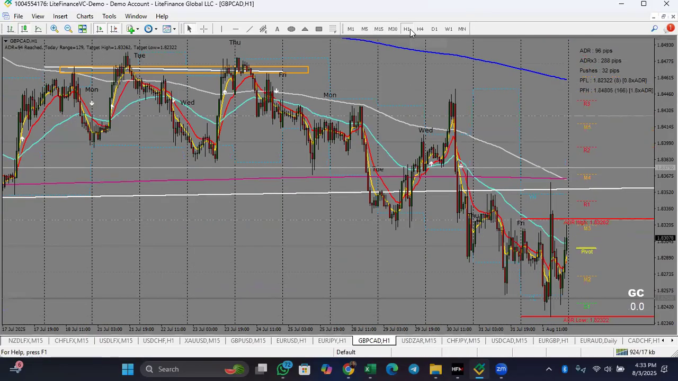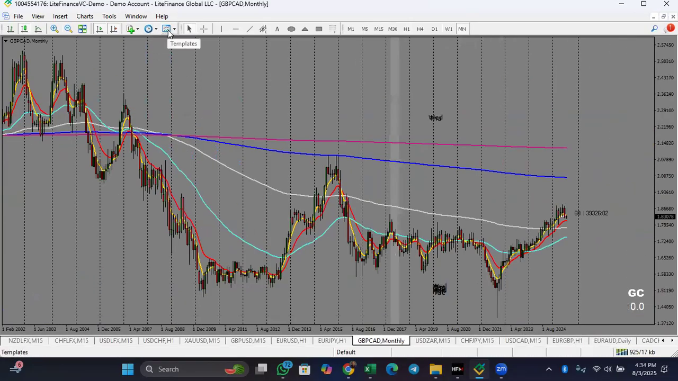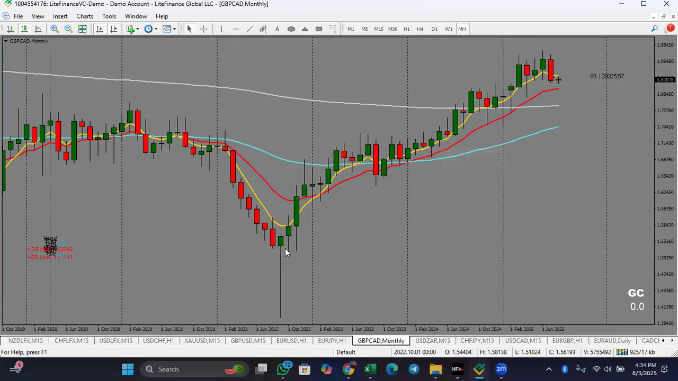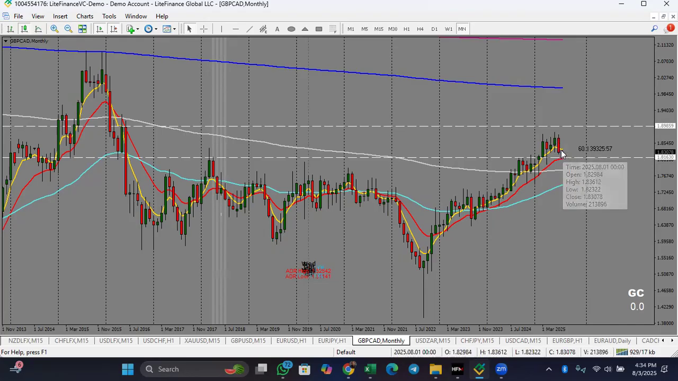Now let us go to GBPCAD. So we start with the monthly. Look at the market structure. So we had a very strong bullish market structure here on GBPCAD. And as the market was falling here, we anticipated this is a retracement, and we are still looking for a bullish market structure. So the market has not formed a support level yet to support our anticipation. So for now, we are still looking to sell to this point.